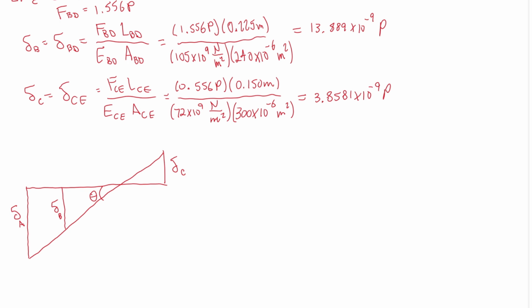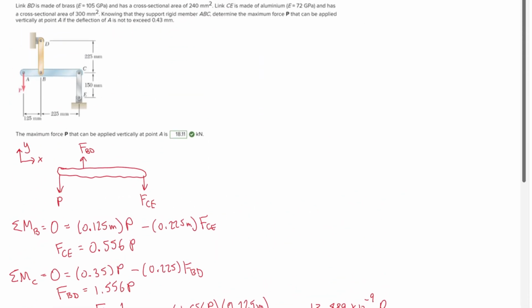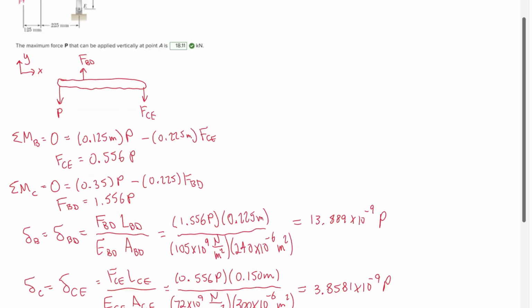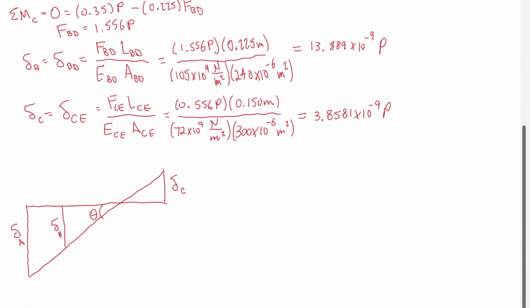And so something that can actually be used here, so we're looking for, let me go back up to the problem statement. We're looking for the maximum force P that can be applied vertically at point A. And so basically what we're going to want to find is the deformation of A, using the deformation of B and deformation of C that we found. And there's actually a way that we can relate these.